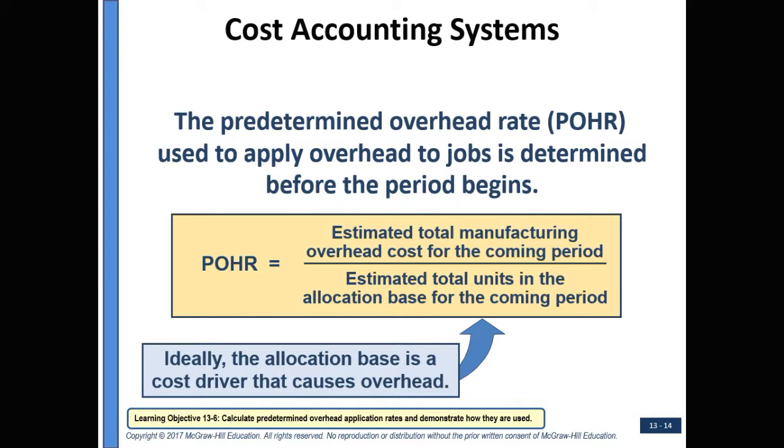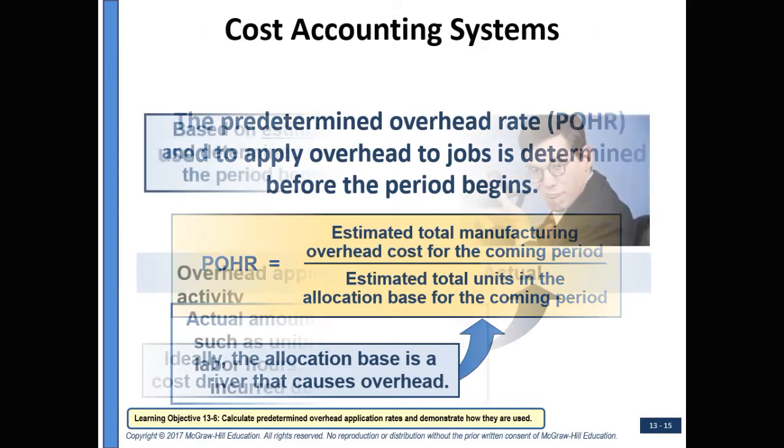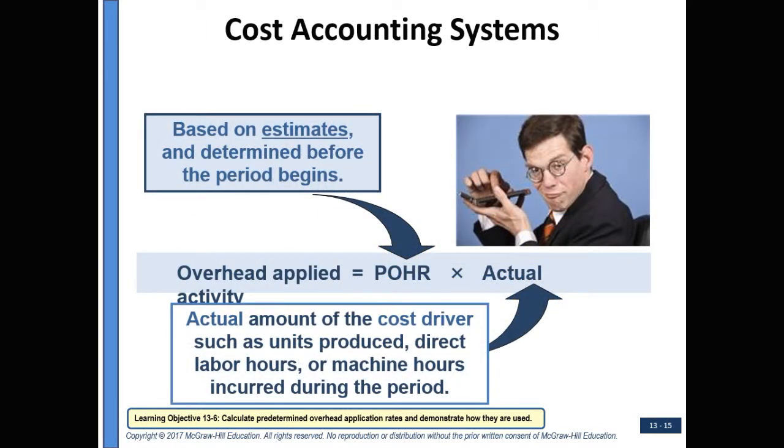So to calculate predetermined overhead rate, we take the estimated total manufacturing overhead costs for the period, and we divide that by the estimated total manufacturing units to come up with a per unit predetermined overhead rate.